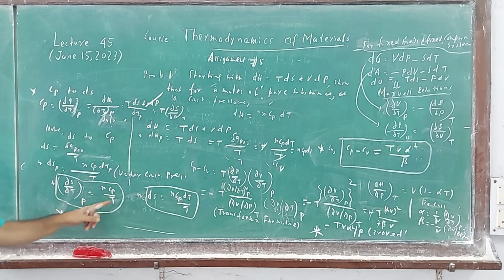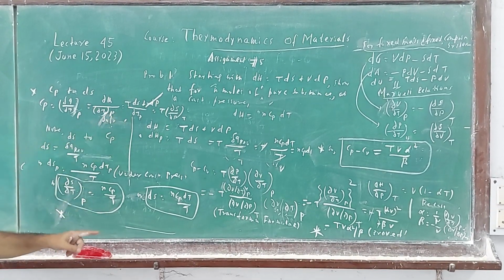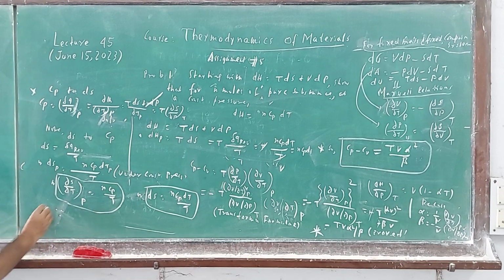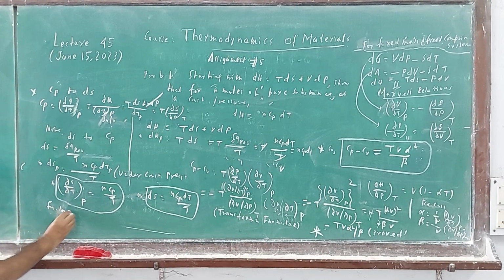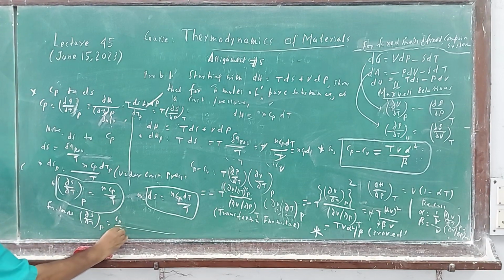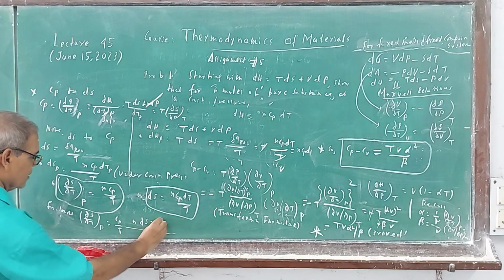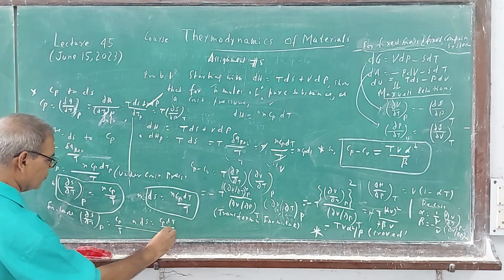Cp from here, Cp also. And I have given Cp for 1 mole. This is actually for 1 mole. So for 1 mole, write this. delS by delT at constant pressure is Cp by T. Or Cp is this. From this you can get dS is Cp dT by T.